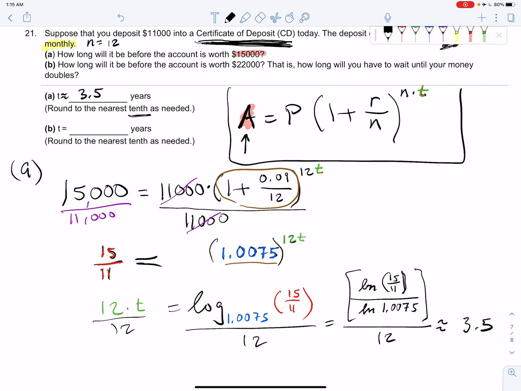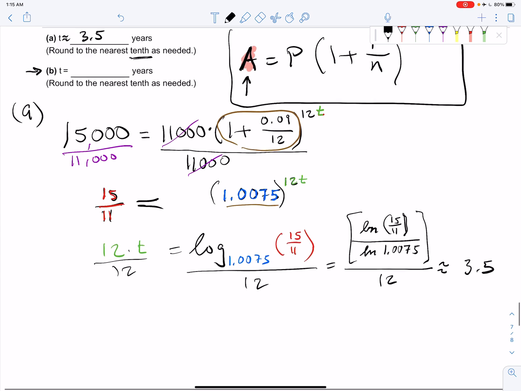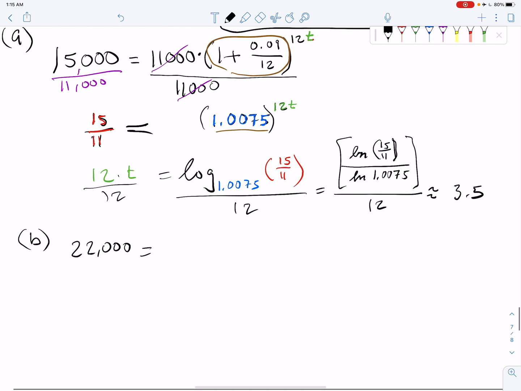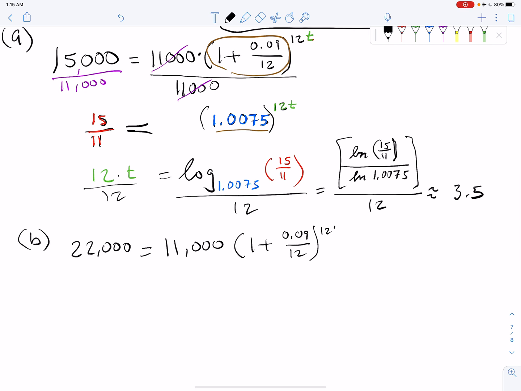Part B. Part B, it says, how long will it be before the account's worth 22,000? Okay, it's the same problem, but we have to use 22,000. So it's 22,000 equals principal, starting with 11,000, times 1 plus 0.09, divided by compounding monthly, raised to 12t.